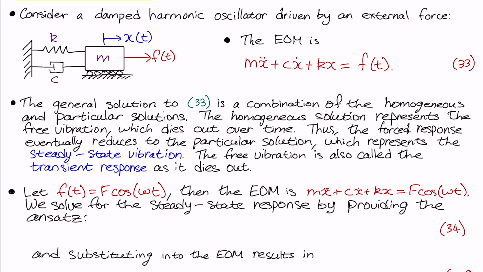system. So the general solution of this equation is going to be a combination of a homogeneous solution, which is what we did in the previous lectures when we were looking at free response, and a particular solution. It's going to be a combination of two solutions. Like I said, the homogeneous solution represents the free vibration, and that's going to die out over time, so it's also known as the transient response. And then eventually what we're left with is only the particular solution, which we call the steady state vibration or the steady state solution.